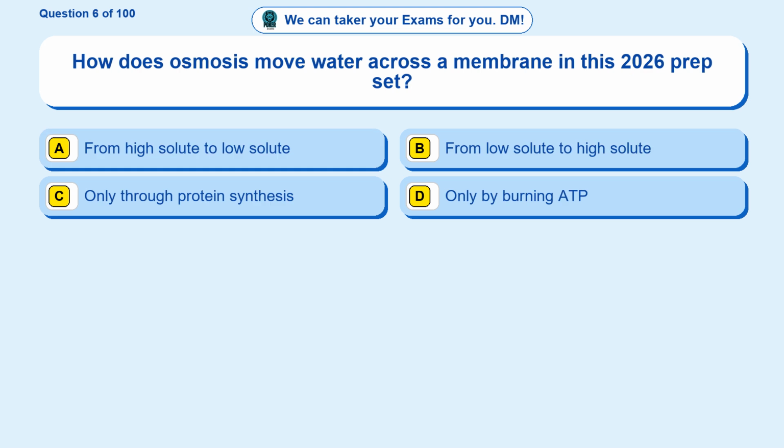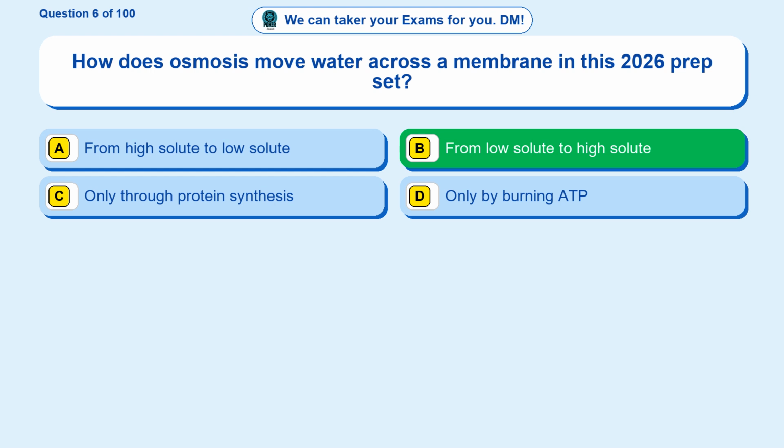Question 6. How does osmosis move water across a membrane in this 2026 prep set? Option A, from high solute to low solute. Option B, from low solute to high solute. Option C, only through protein synthesis. Option D, only by burning ATP. The correct answer is option B, from low solute to high solute.